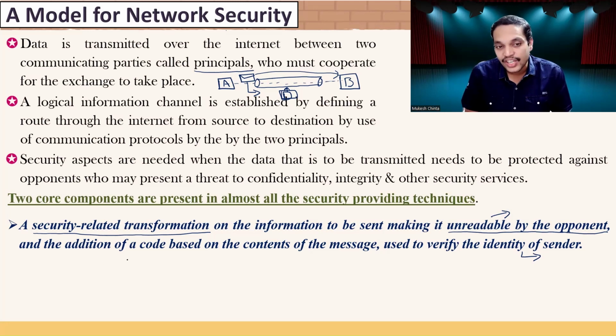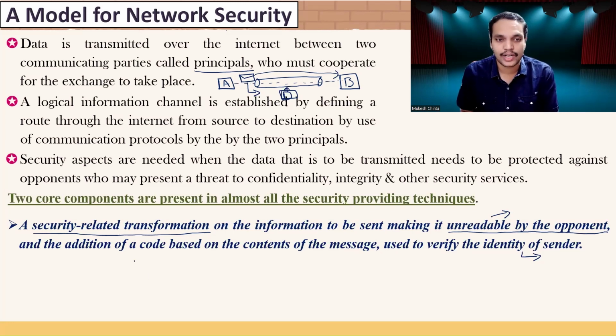That is where this addition of a code comes in; you can see it is of two parts. The first part tells you that you do some kind of transformation so that an attacker is not able to understand what you are sending. Similarly, the second part tells you that you add some kind of code so that the receiver will be assured about the identity of the sender.